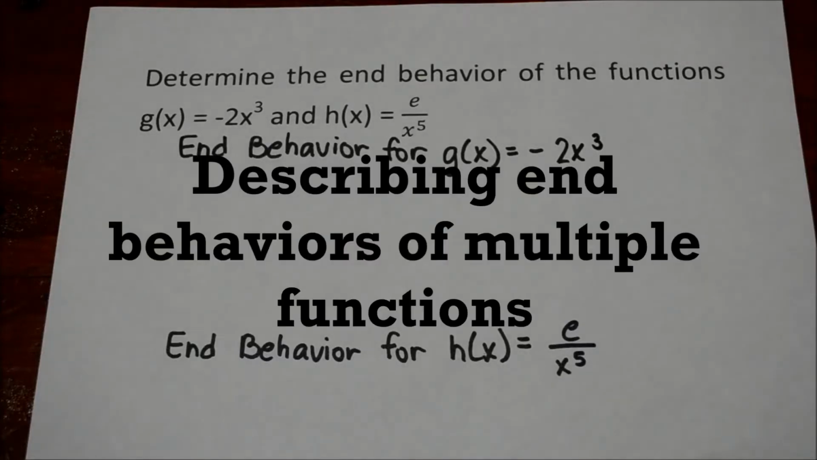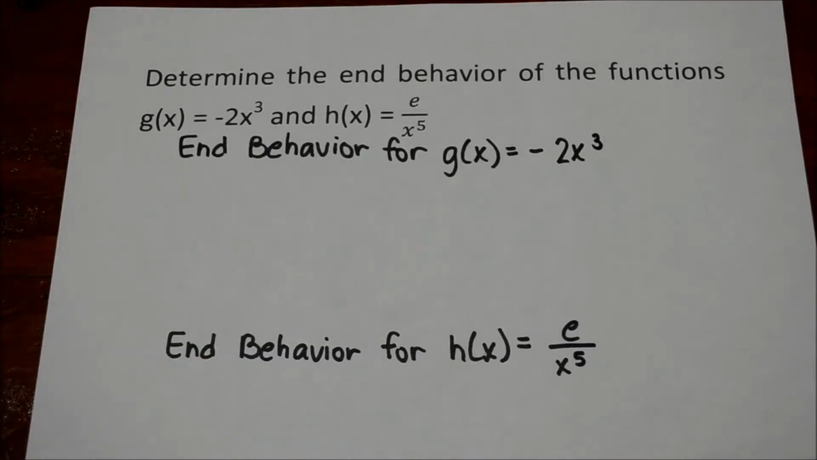In this video, I am going to show you how to describe the end behavior of the functions g of x is equal to negative 2x cubed and h of x is equal to e over x to the fifth power. Finding the end behavior means that you are going to describe endpoints of a function when graphed, that it expands continuously and reaches out of bounds on a standard graphing chart.